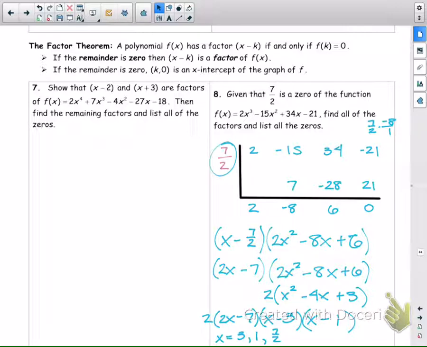Remember, the highest exponent tells you the number of zeros that you should have. So notice on this one, my highest exponent originally, 2x to the third. How many zeros do I have? 3. On the last one, it was 2x to the fourth. How many zeros did I have? 4. Okay? So you just need to be able to read directions on these. Make sure that you list either the factors or the zeros. All right.